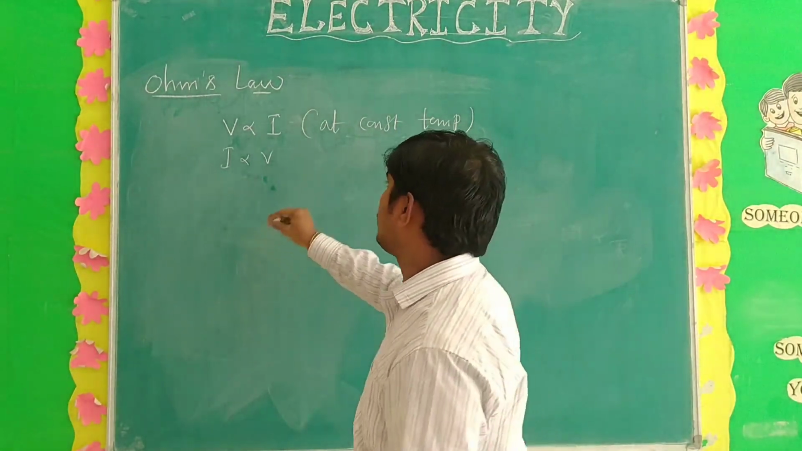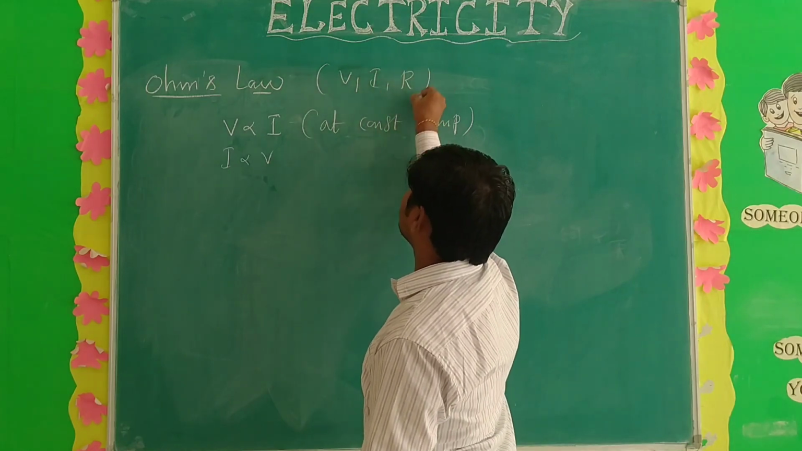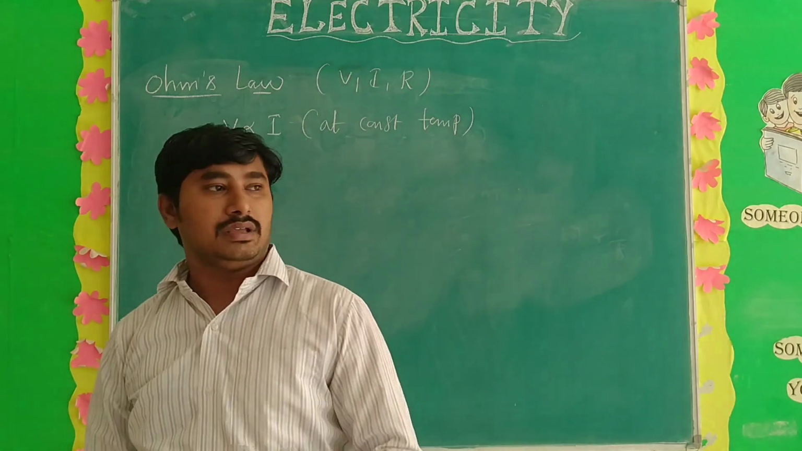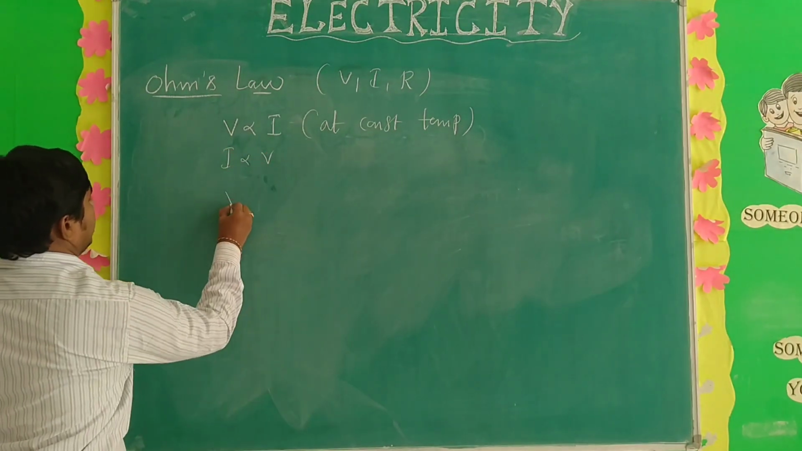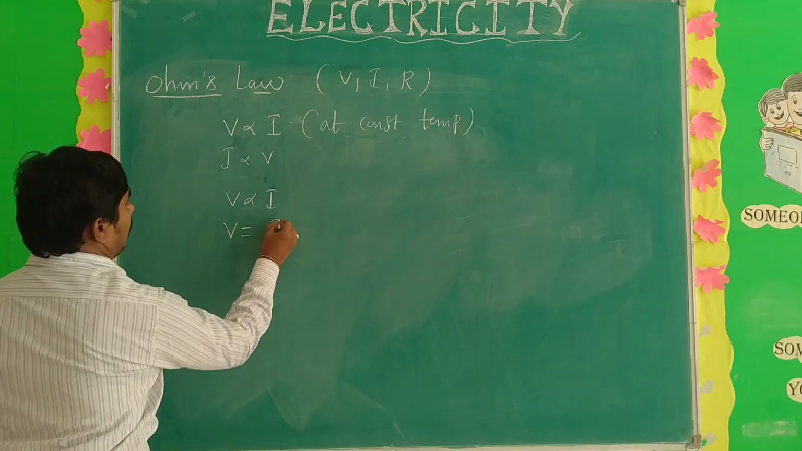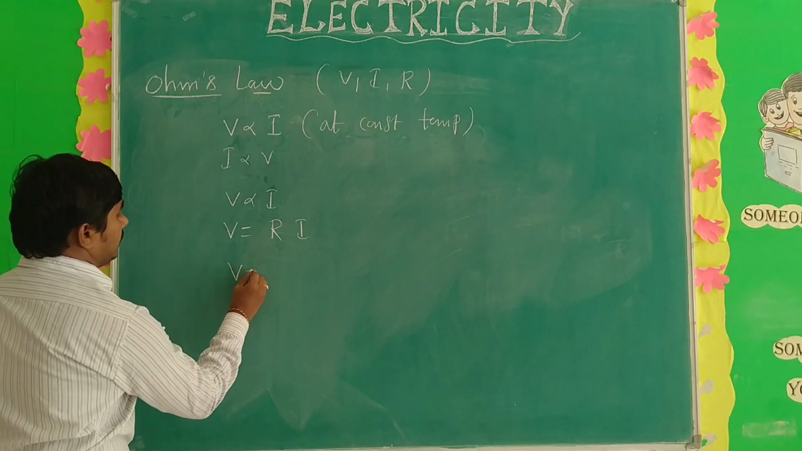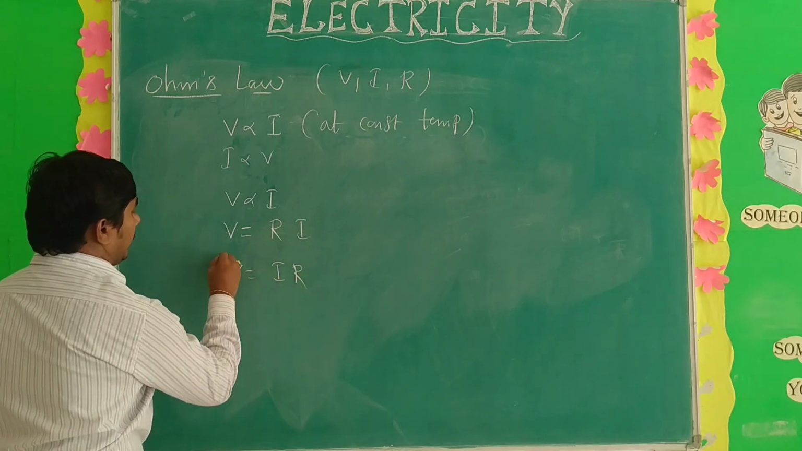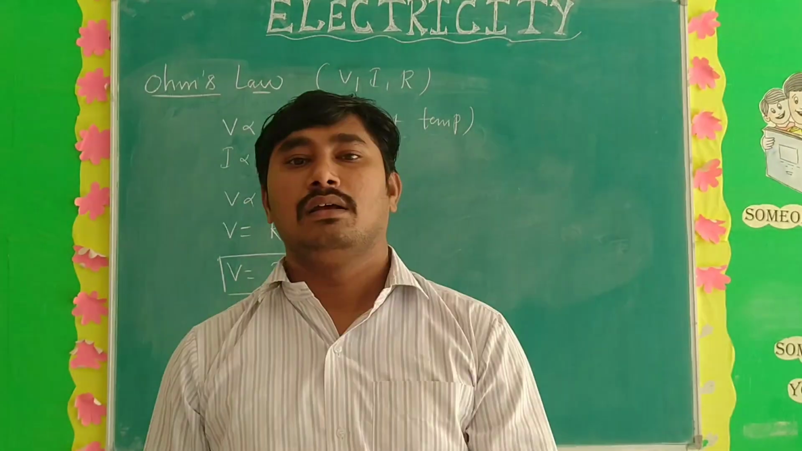We also explain the relation between potential difference, current and resistance. So how did he find that? V is directly proportional to I. We have to remove the proportionality sign and take one constant value, that is R into I. So we write V is equal to IR. This is the formula for Ohm's law.